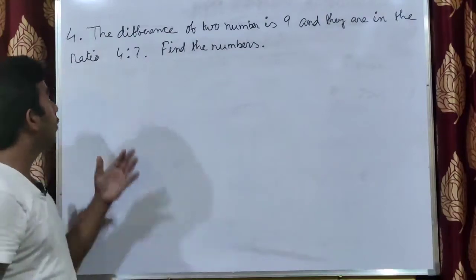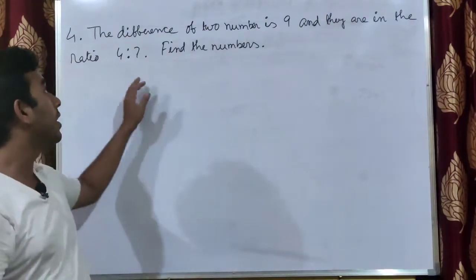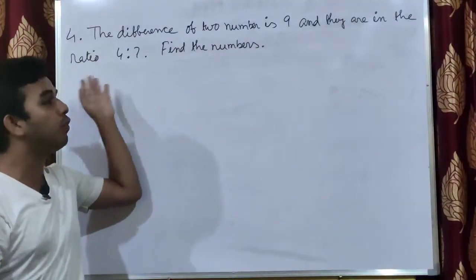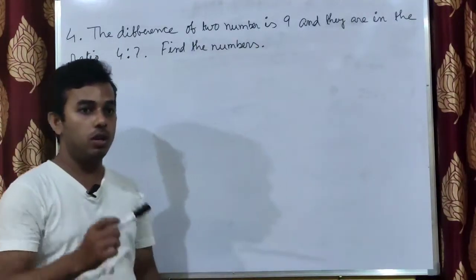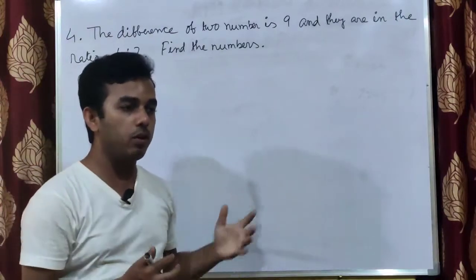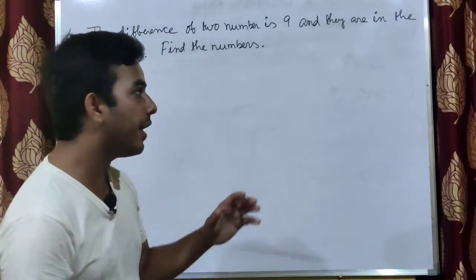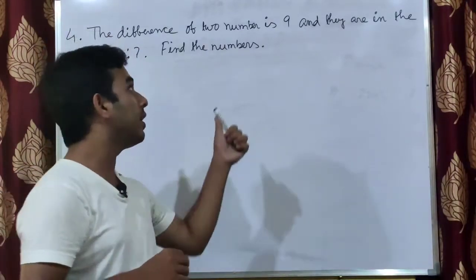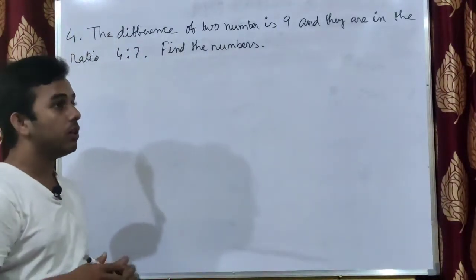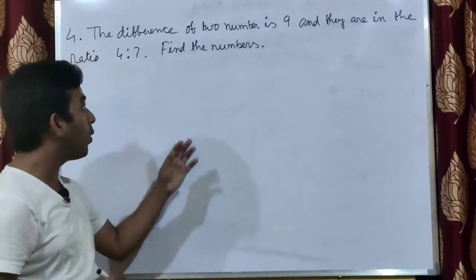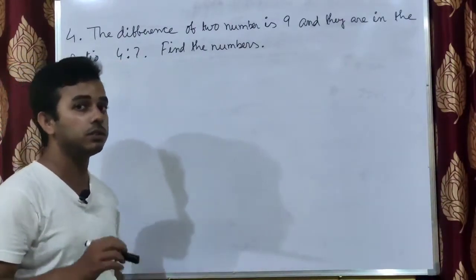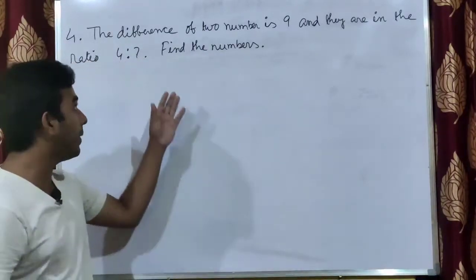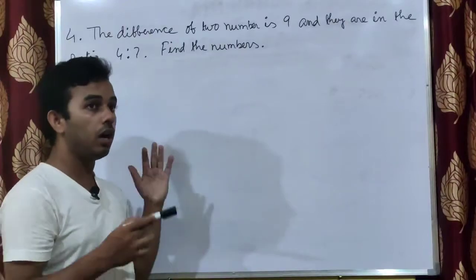Okay, now let us move to our fourth question. The difference of two numbers is 9 and they are in the ratio 4:7. We don't know the numbers, but there is a hint: the numbers are in the ratio 4:7, and the difference of both numbers is 9, right? So if we assume that the numbers are 4x and 7x. Now think, if we subtract 7x minus 4x, the result will be what?